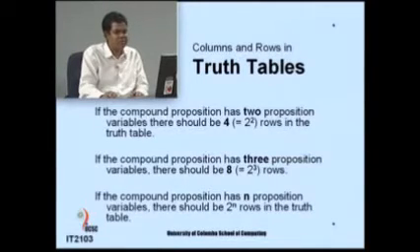If the compound proposition has two propositions, as we saw in the truth table of and, or, it should have 4 rows in the truth table. We got the 4 from 2 to the power 2, because that's all the possible combinations of true and false values. Similarly, if the compound proposition has 3 variables, then it should have 8 rows, 2 to the power 3. So, we can make the general statement that if a compound proposition has n propositional variables, it should have 2 to the power n rows, because all the possible combinations need to be represented.